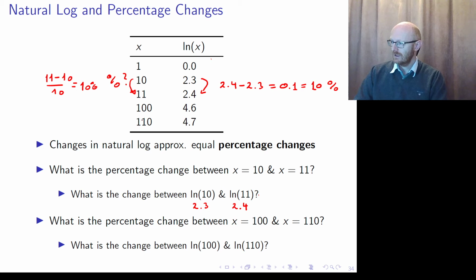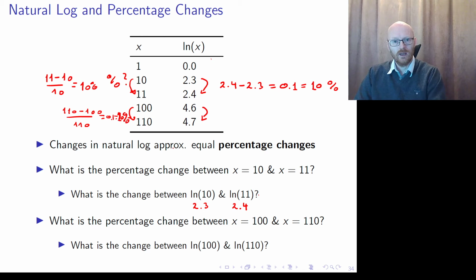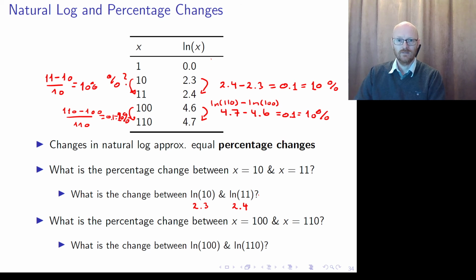And for example, if you want to go from 100 to 110, you do the same: 110 minus 100 divided by 100 equals 0.1, which equals 10%. That was a bit cluttery. But with logarithms, you can just take the difference: 4.7 minus 4.6, which is ln of 110 minus ln of 100, equals 0.1, which equals 10%. So natural logarithms actually give you an easy way to calculate relative differences.